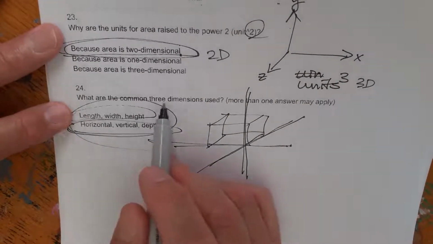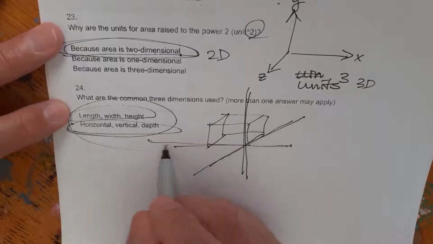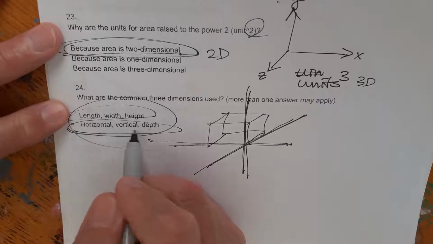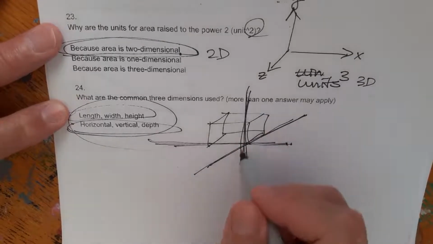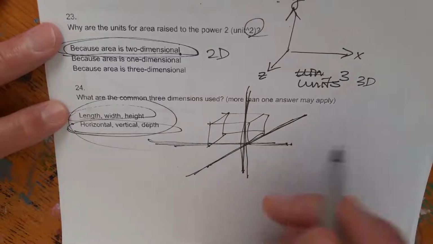All right, what are the common 3 dimensions used? More than one answer may apply. Length, width, and height. It's true. This would be length. This would be width. This would be height. And horizontal, vertical, and depth. These are each acceptable for those 3 dimensions that we commonly talk about in geometry and life.